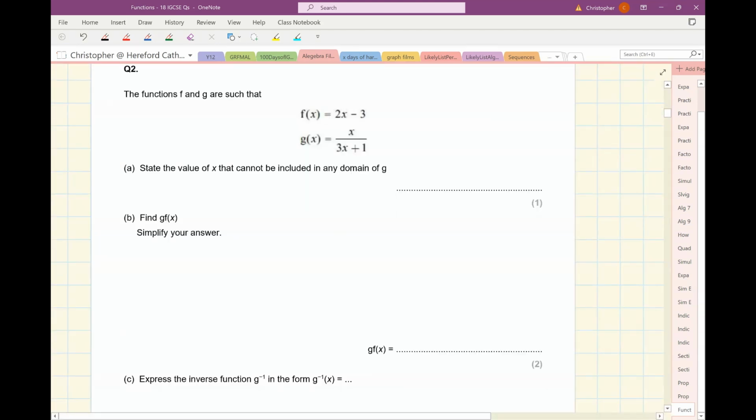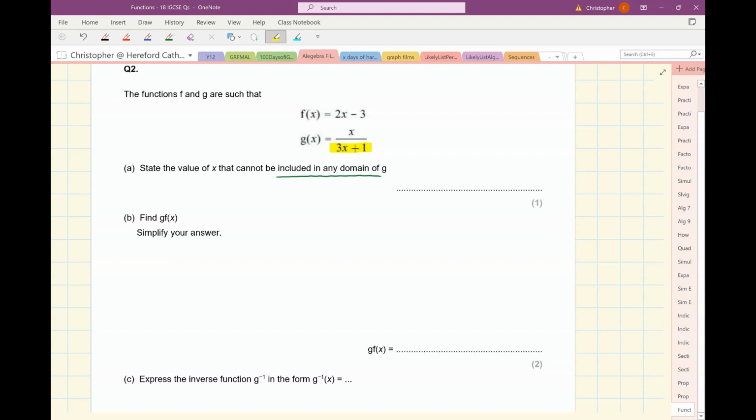Question 2. Now in this question, we've got two functions defined, f of x and g of x. State the value of x that cannot be included in any domain of g. What cannot be an input of g? Well, the answer is that if the x that you insert into g makes the denominator equal to 0, then that value of that fraction will be undefined.